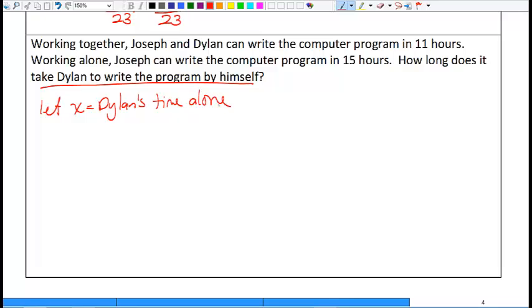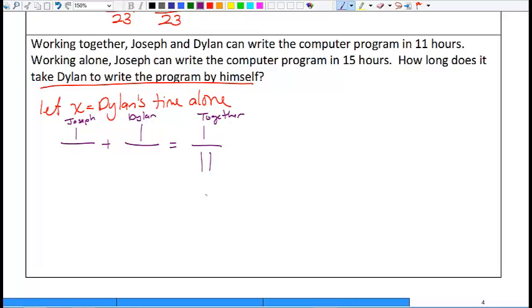alone. Again, no picture to be drawn here, but my formula is 1 over plus 1 over equals 1 over the total time, okay? So we'll say Joseph is our first one, Dylan is our second, and then together will be our third. So working together, Joseph and Dylan can write the program in 11 hours. So the together is going to be the 11.